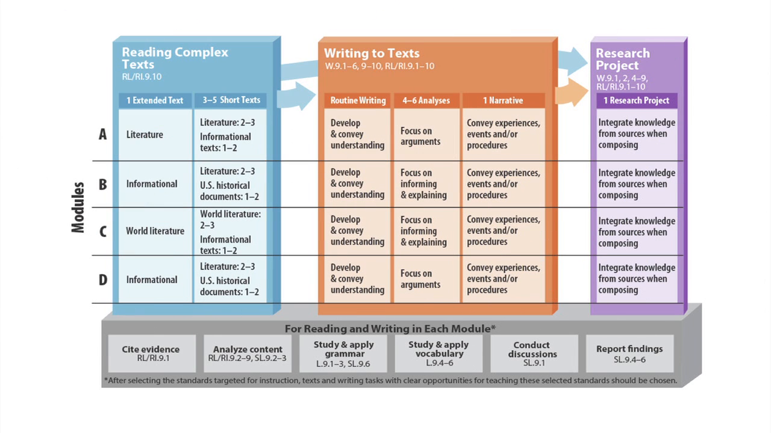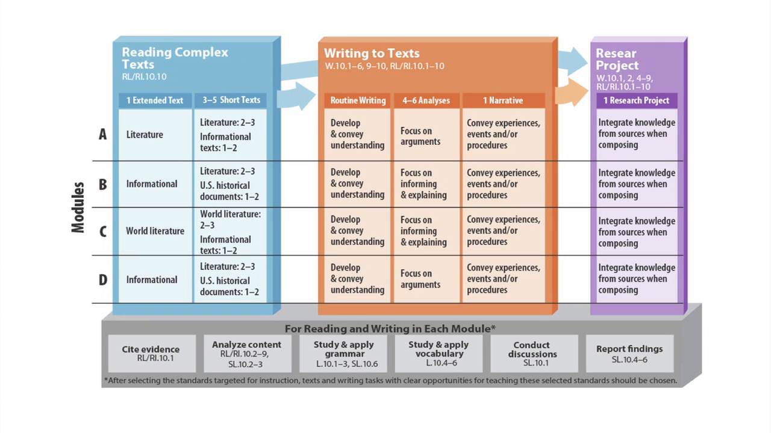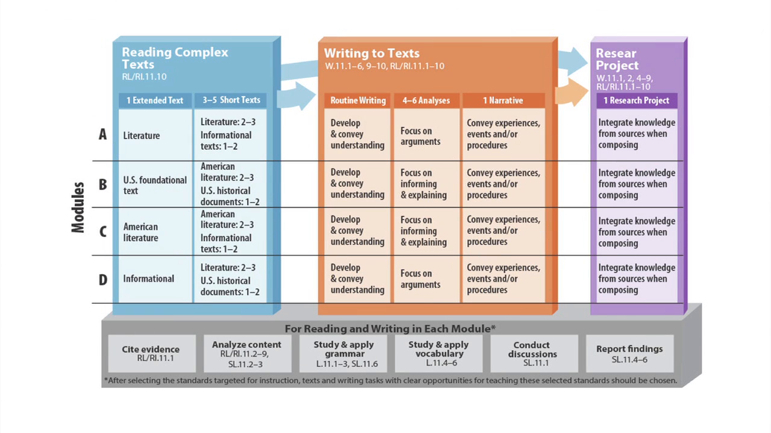In grade 9, the informational texts have changed to U.S. historical documents. And you'll notice another shift that the 1 to 2 narratives from grades 6, 7, and 8 has now been decreased to 1 narrative per module. Grade 10, identical to grade 9. Grade 11, the literature in general has now been specifically changed to American literature. The Model Content Framework is a suggested framework. PARCC does not dictate that member states follow this organizational plan.